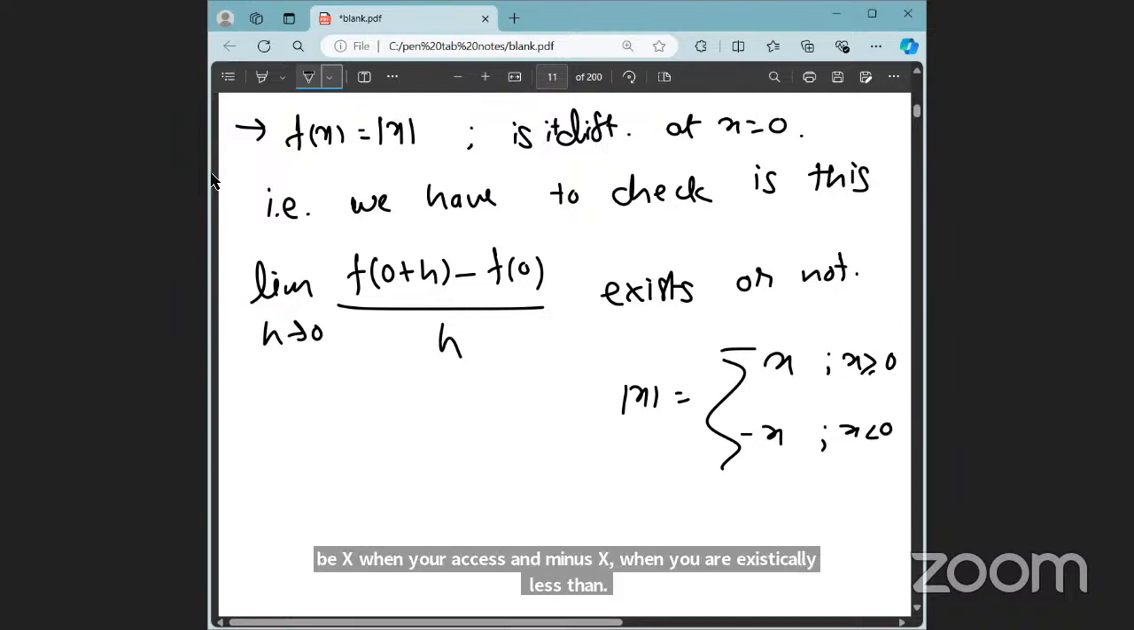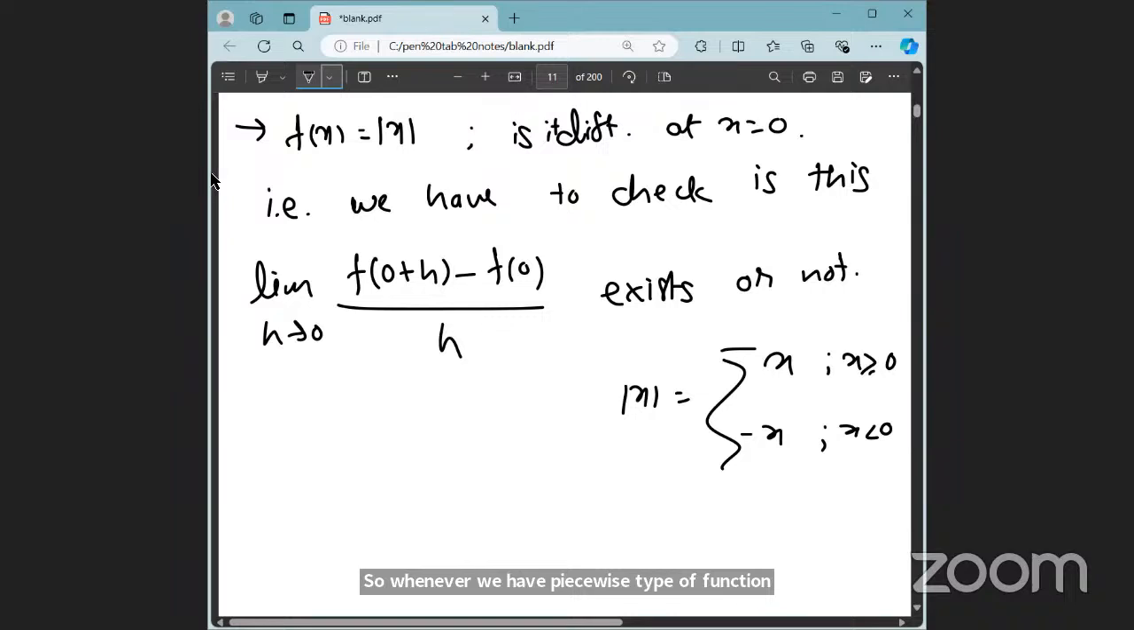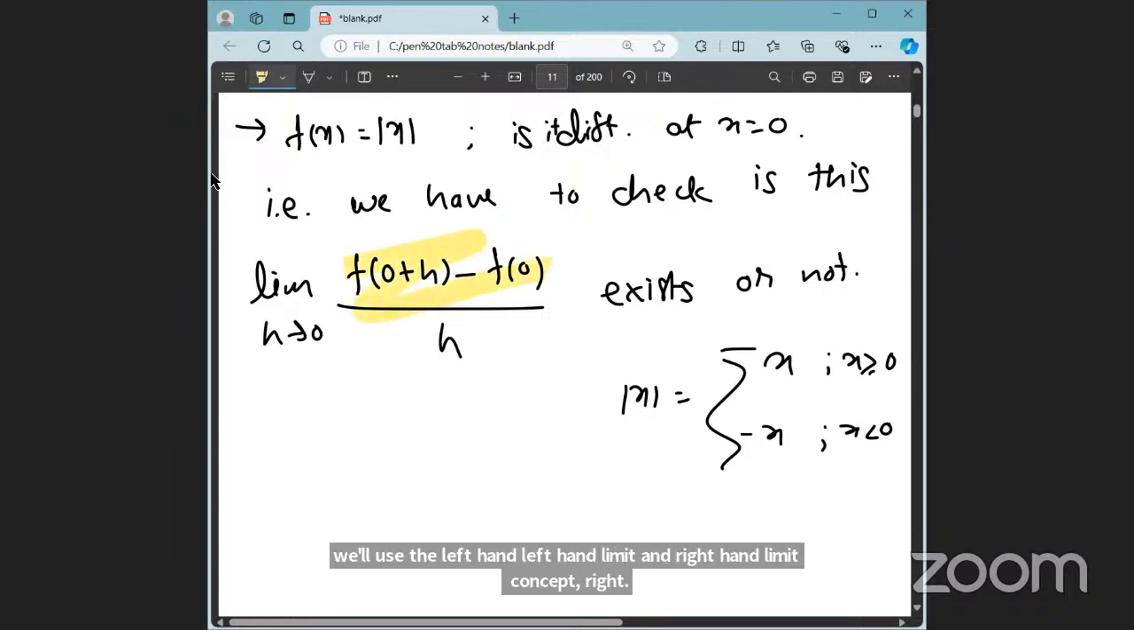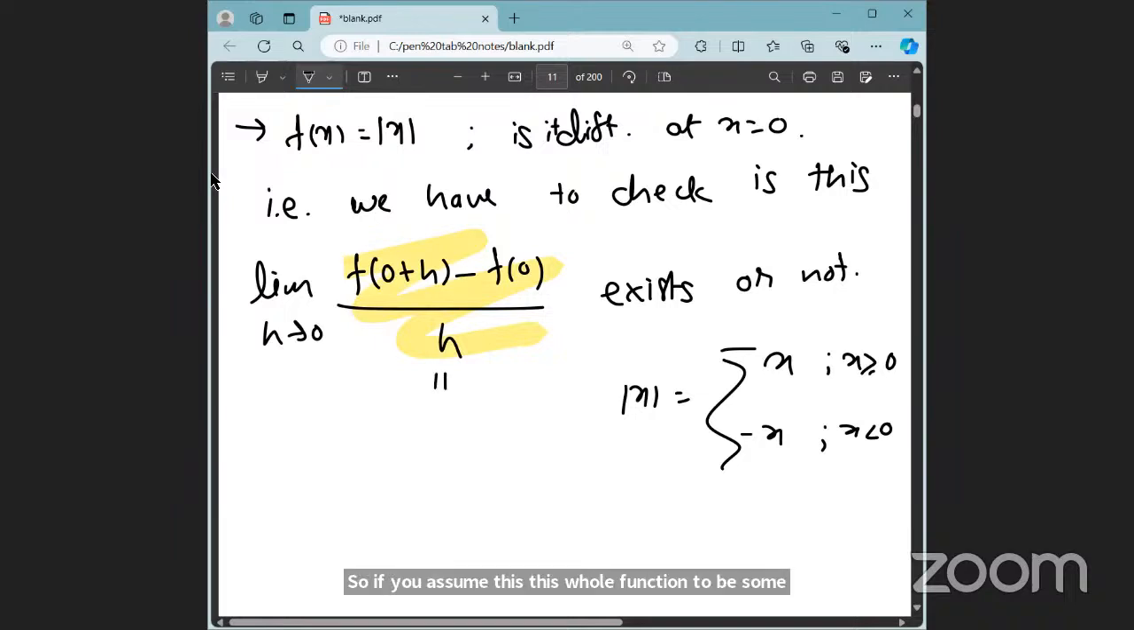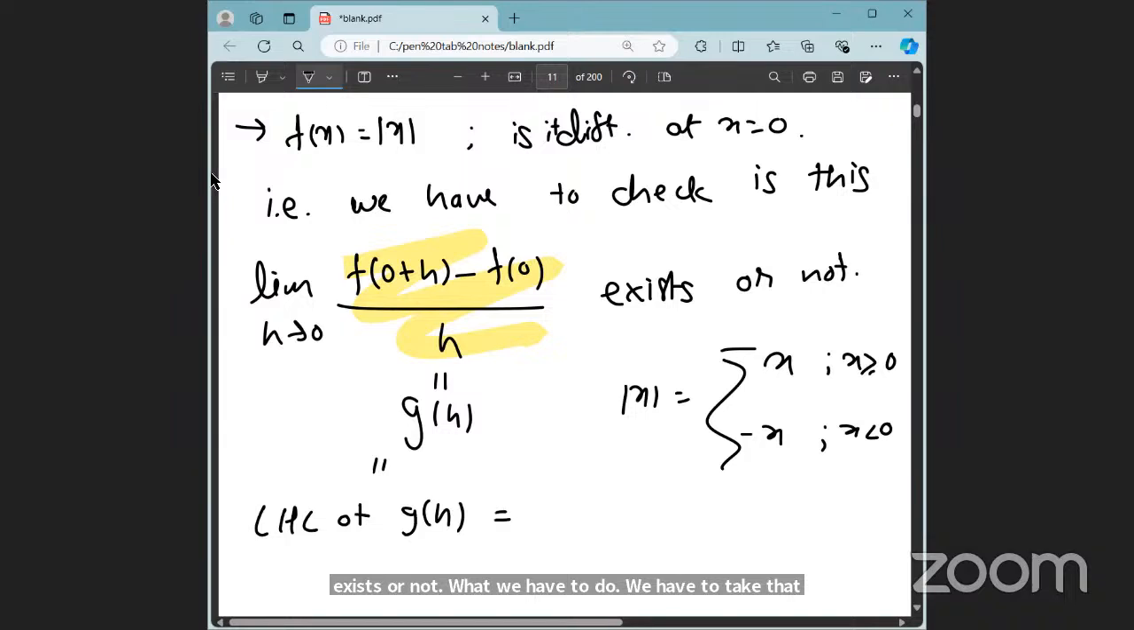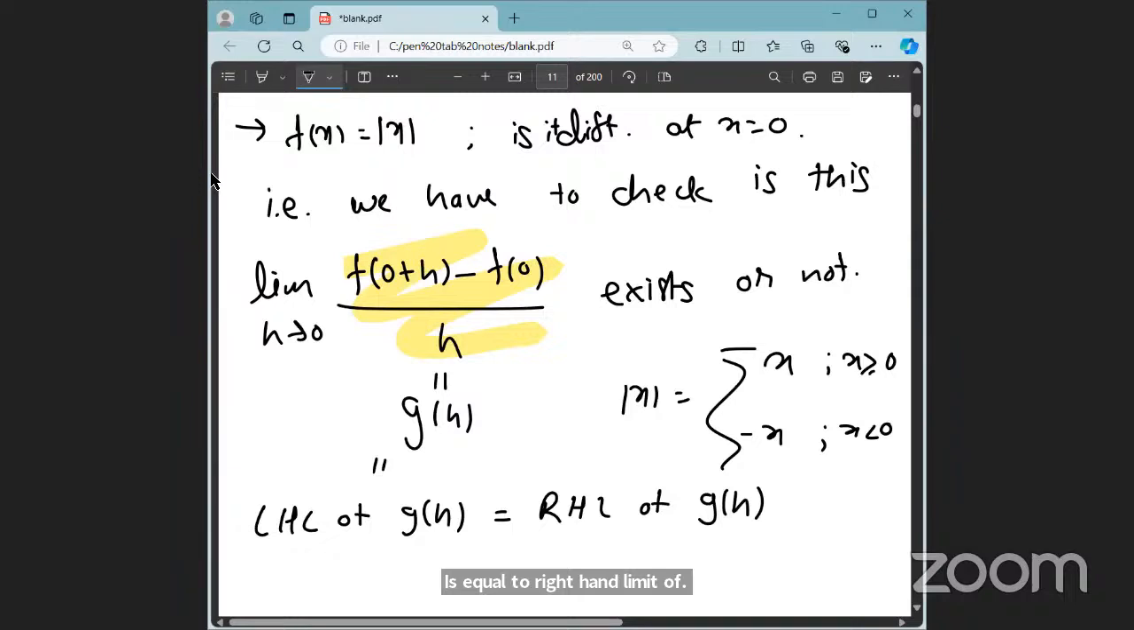So whenever we have a piecewise type of function, for determining whether the limit exists or not, we use the left hand limit and right hand limit concept. For the time being, let's assume this whole quotient is some function g of h, because h is the only variable here. We have to check whether the left hand limit of g of h is equal to the right hand limit of g of h.